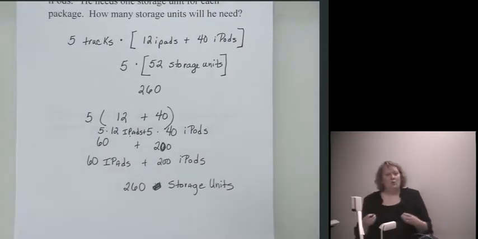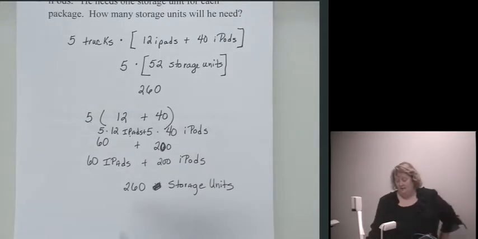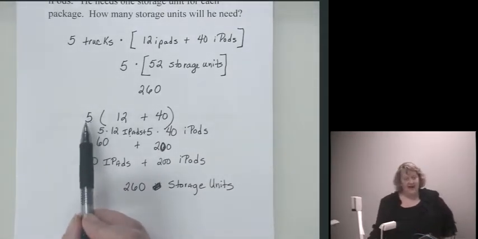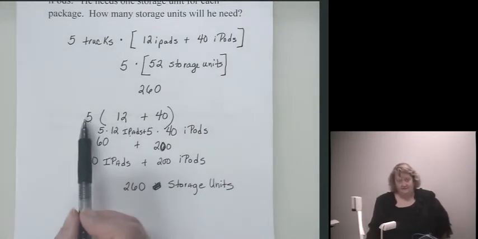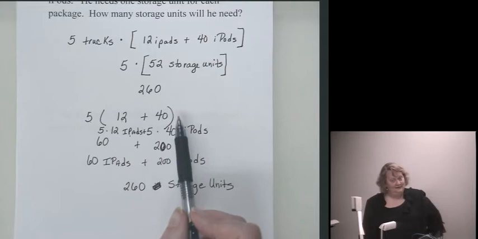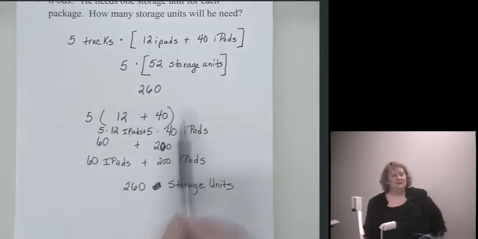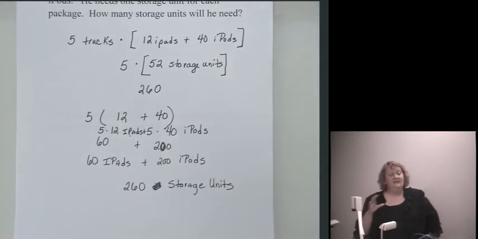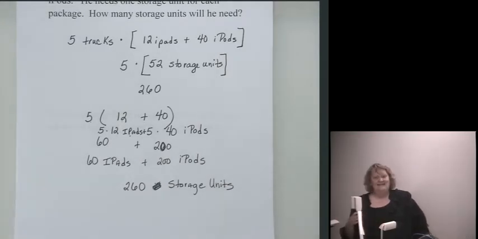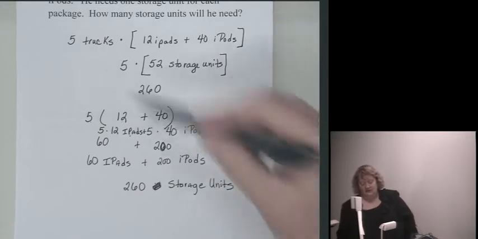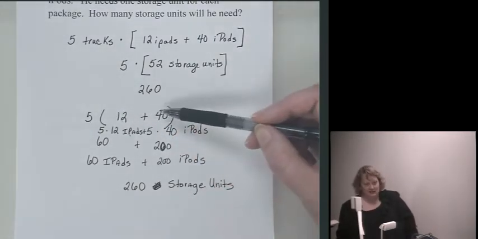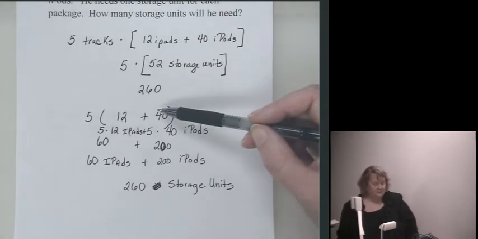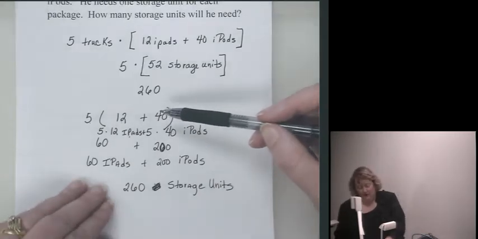And that's how we use distributive property, because I distributed that 5 trucks to both the iPads and the 5 trucks to the iPods, and distributed it to the 2 different items. I multiplied 5 times the 12 and then 5 times the 40. And that's the distributive property, where we distribute the multiplication over an addition or a subtraction.